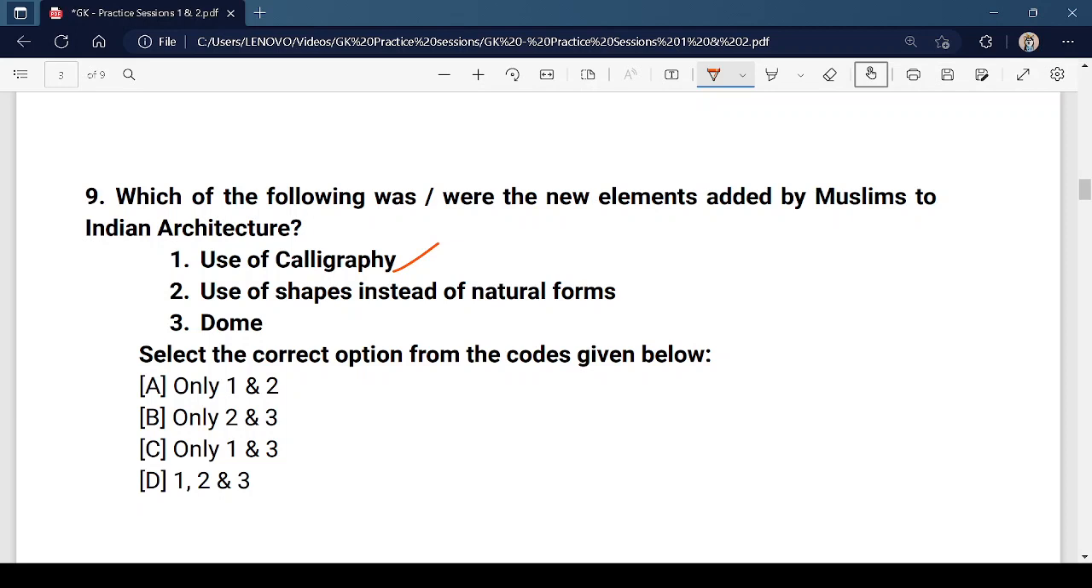And dome, as you all know, like the Taj Mahal has a dome, right? Dome, like Gol Gumbaz, a dome is there. When you enter the Buland Darwaza or anything, you see a typical architecture. That is nothing but Indo-Islamic architecture. These are all Indo-Islamic architecture features. So the right answer will be D, that is 1 2 3. Chalo, next.